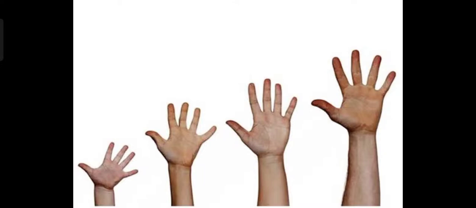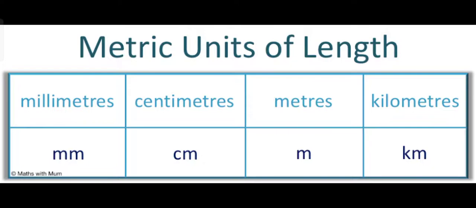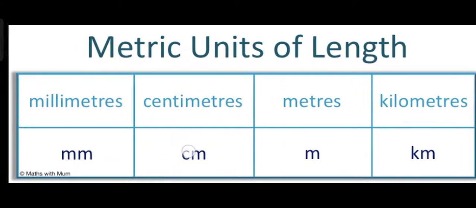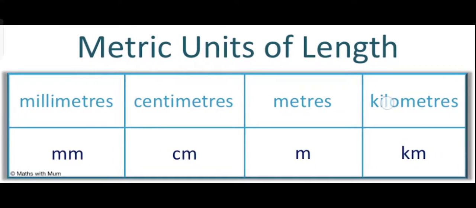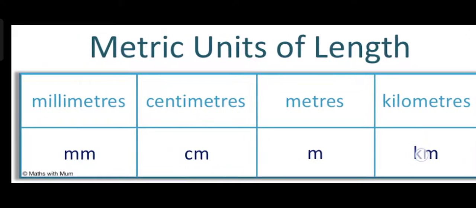Okay, so there are some fixed standards to measure to avoid this confusion. These are the standard units by which we can avoid the confusion. This is millimeter. The short form of millimeter is mm. This is centimeter. The short form of centimeter is cm. This is meter. The short form of meter is m, and it is kilometer. The short form of kilometer is km.